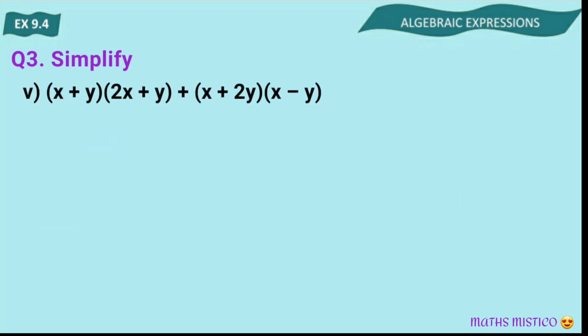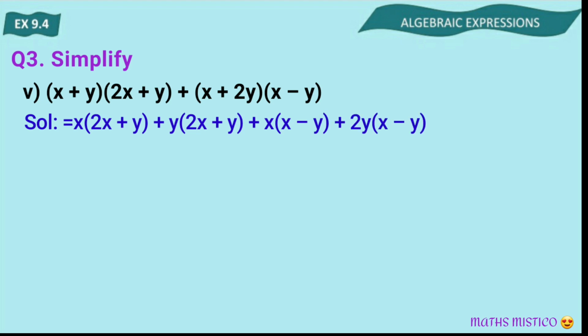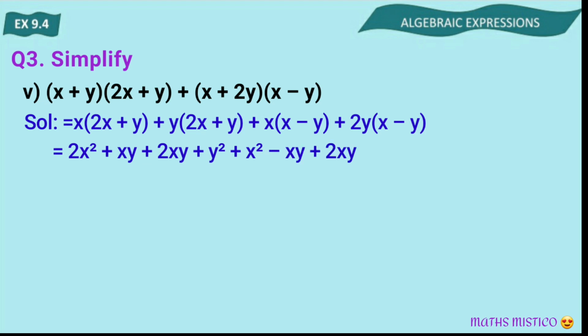Now fifth part, x into second bracket plus y into second bracket plus x into second bracket plus 2y into second bracket. On multiplying the monomials, we get 2x square plus xy plus 2xy plus y square plus x square minus xy plus 2xy minus 2y square. These two terms are like terms and we get 3x square on adding. Xy and minus xy will cancel and adding the two remaining terms of xy we get 4xy. Y square and minus 2y square gives us minus y square.